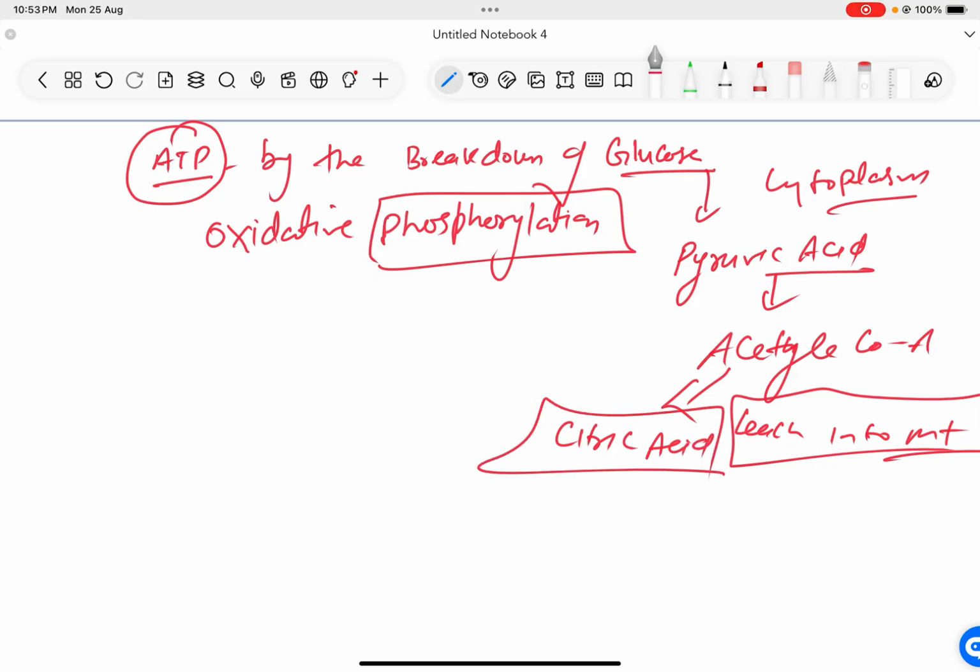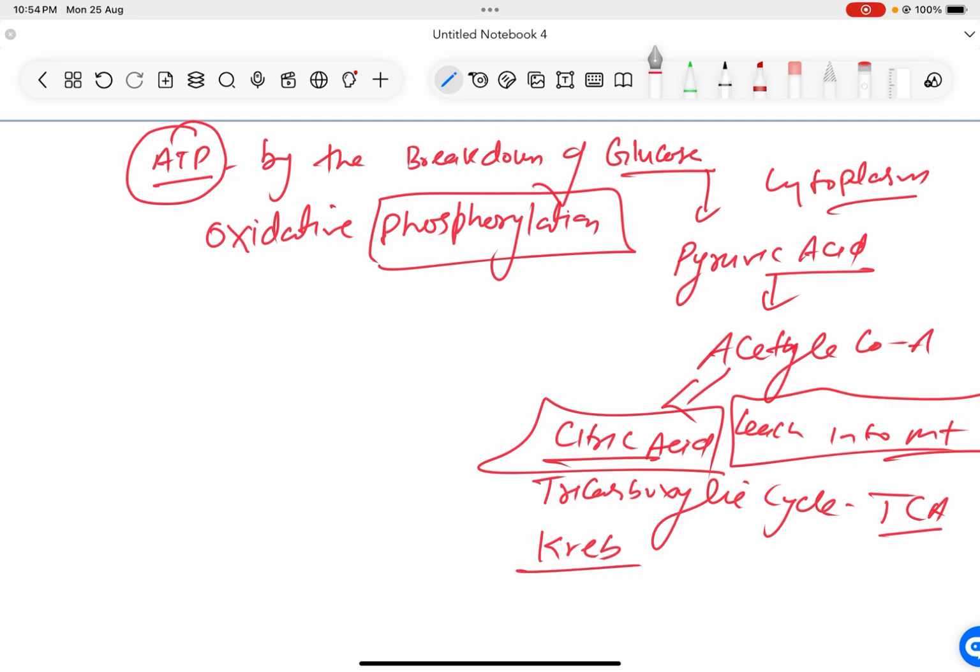That's why this cycle is also known as the citric acid cycle, tricarboxylic acid cycle, or TCA cycle, and it was discovered by Hans Krebs. That's why it is also known as the Krebs cycle, where the citric acid is further converted into succinic acid, alpha-ketoglutaric acid, malate, fumarate, and oxaloacetic acid.